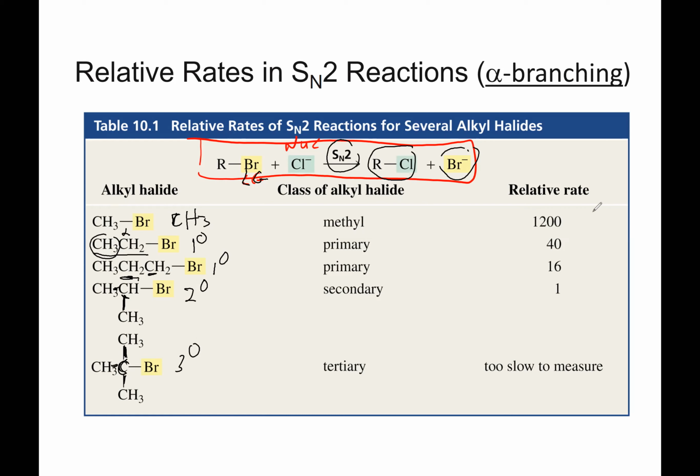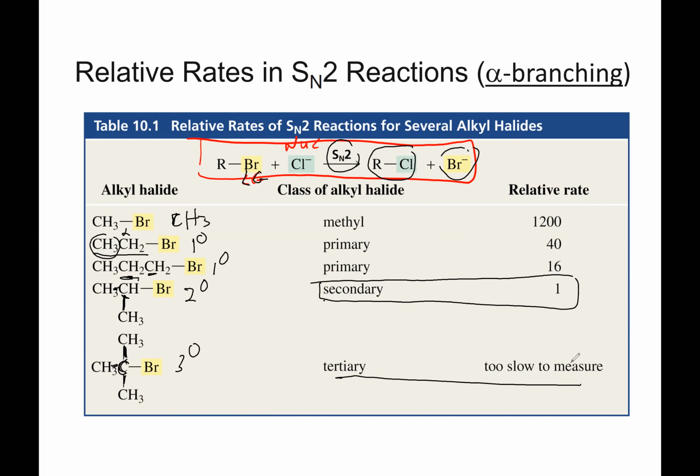Look at the rate of the reaction. So they measured how fast these reactions took place. And they compared them all to the secondary. So they set the rate of the secondary at 1. So these are just relative rates. And you see the methyl halide was 1,200 times faster. The primary halides were also faster. They differed slightly, but they were also faster. And then the tertiaries were too slow to measure. Tertiaries are just slow. They don't undergo SN2 reactions.